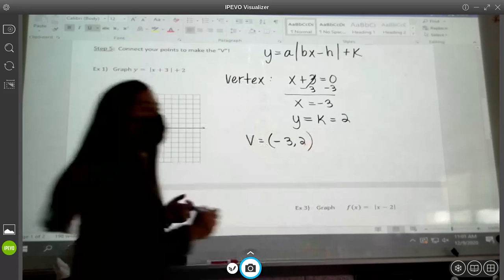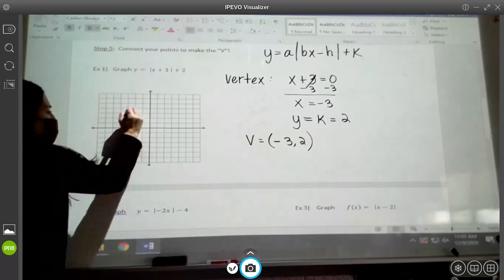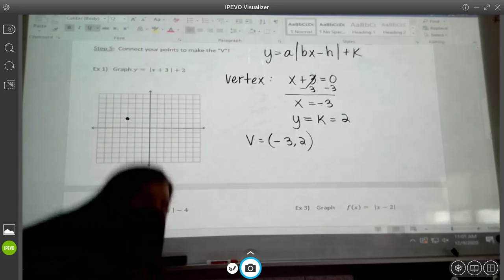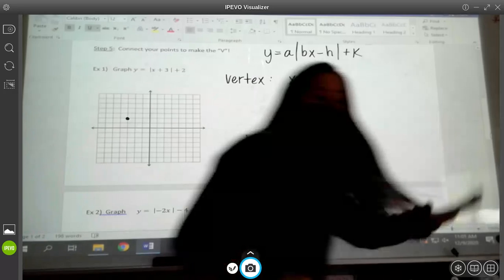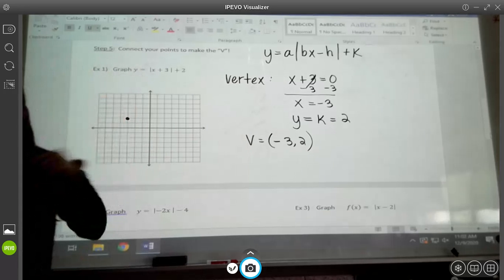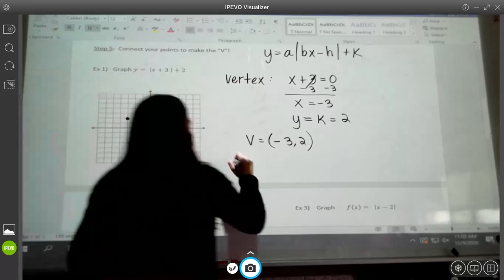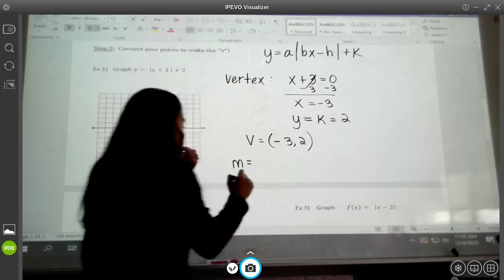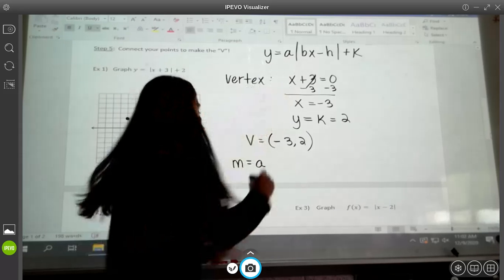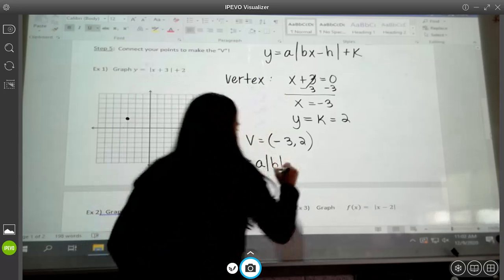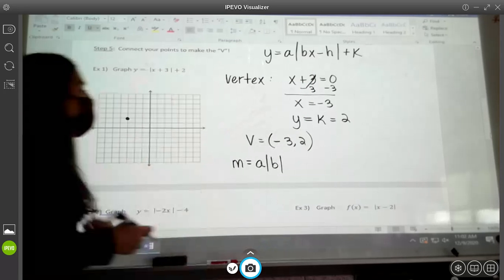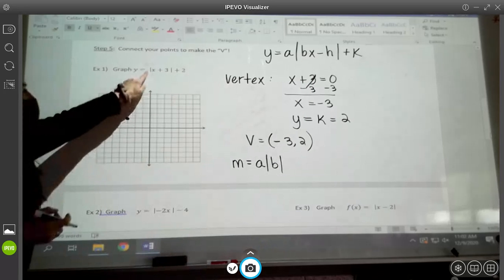Okay, now we're going to use our slope to move to the other points on this V. But first we have to find out who our slope is. Our slope is always equal to A, the number they put in front of the bars, times the absolute value of B. And B is always the number in front of x inside the bars. Well, guys, in this problem, what number do you have to assume is in front of these absolute value bars? 1, right? We always assume 1 is in front of something, right?